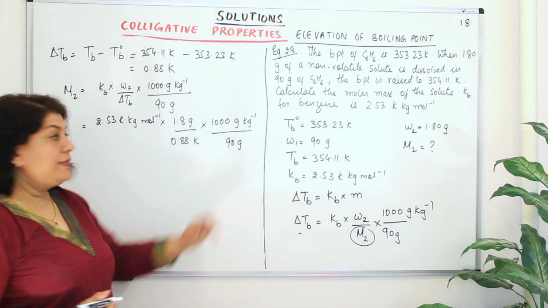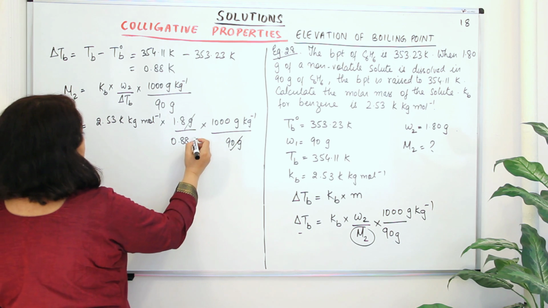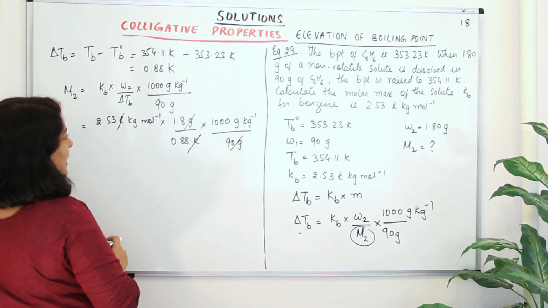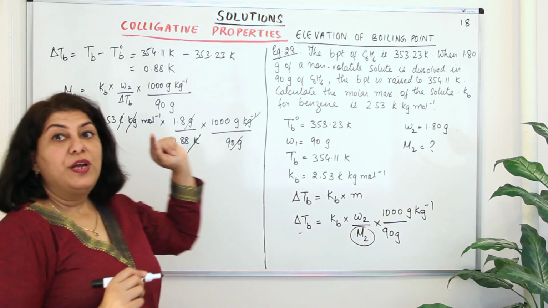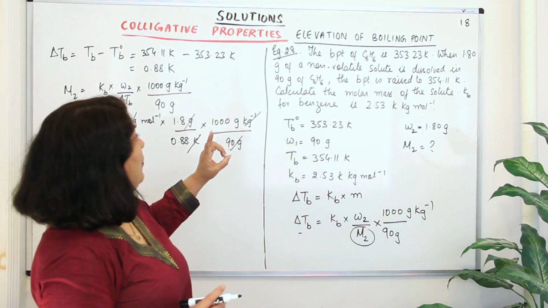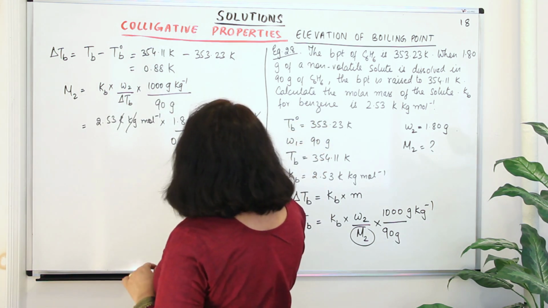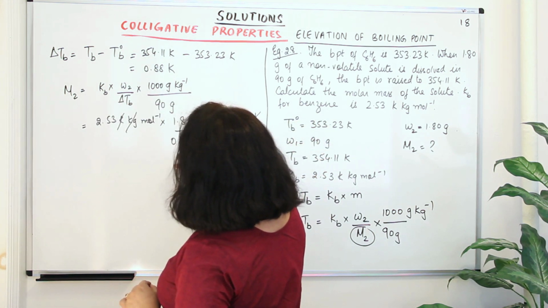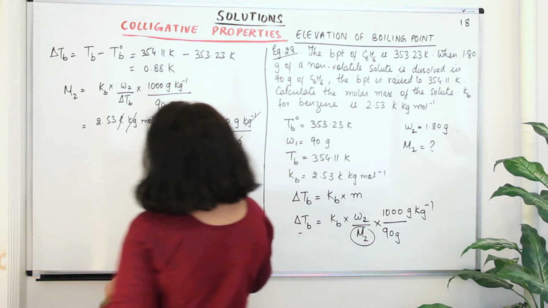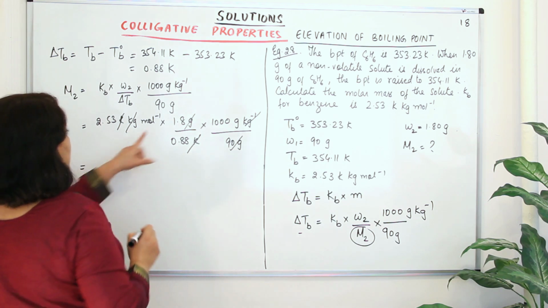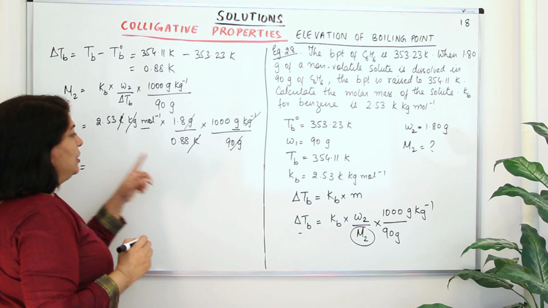Now solve this. Let us first take care of the units. The gram and gram get cancelled. The Kelvin and Kelvin here get cancelled. Kg per kg gets cancelled. Since you're looking to calculate the molar mass, the molar mass of the solute should be in grams per mole. So you have per mole here and grams here. So grams per mole should be your unit. That is right. Grams from here and per mole from here. So that will be your unit.